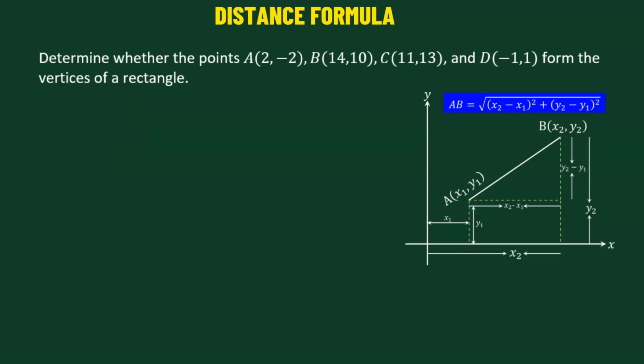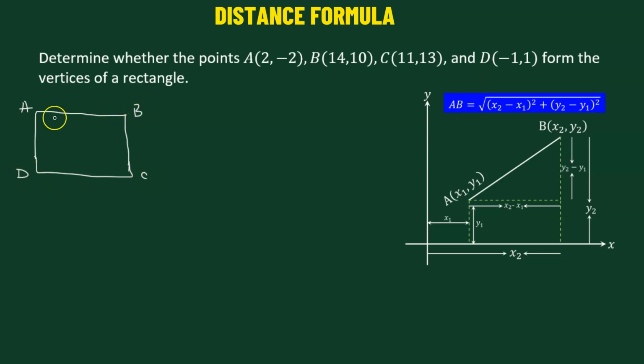So here we need to determine that there are 4 points A, B, C, and D. These points form the vertices of a rectangle. So let us begin by first considering a parallelogram. So here we have the parallelogram A, B, C, and D.